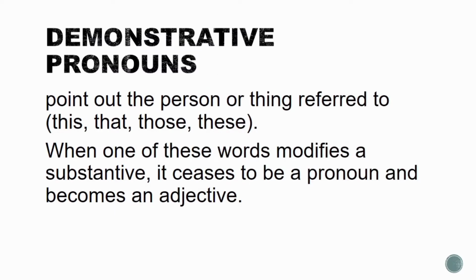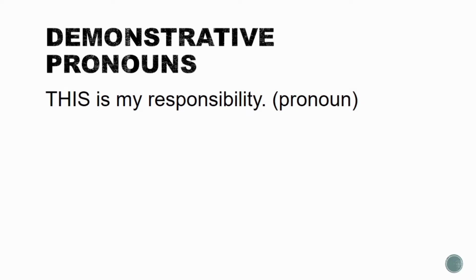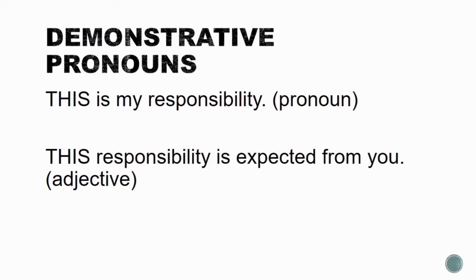The next ones are demonstrative pronouns. They point out the person or thing referred to, such as this, that, those, and these. When one of these words modifies a substantive, it ceases to be a pronoun and becomes an adjective. How is that possible? Here in the example, our first sentence is: this is my responsibility. In the next example: this responsibility is expected from you. So in the first example, we have this as a pronoun because it does not have anything to refer to or to modify. While in the second example, the pronoun this functions now as an adjective because it has the noun responsibility that it modifies.